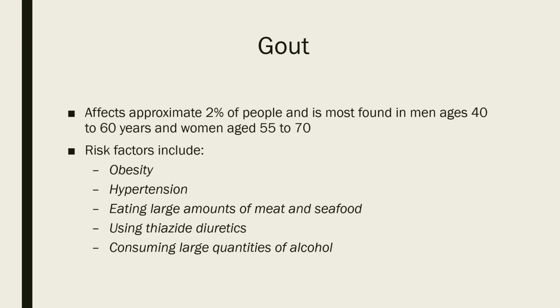So, gout will affect approximately 2% of people and is most found in men ages 40 to 60 years of age and women aged 55 to 70. Risk factors will include obesity, hypertension, those who eat large amounts of meat and seafood, if they use a thiazide diuretic, or if they consume large quantities of alcohol.